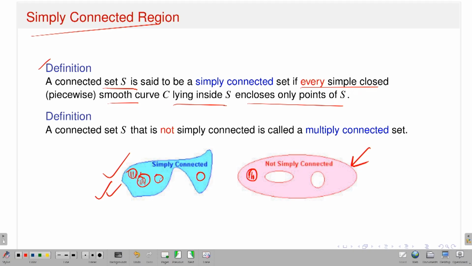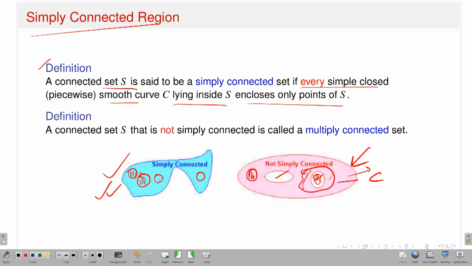Now you see, if I take this kind of curve, a simple closed smooth curve, this is my C, lying inside my S. Now you see what region the curve C encloses. This is the region, it's okay. At the same time this portion is also there. This portion is not an element of S, because there is a hole. So this portion is actually outside the set. Therefore even if I have a simple closed smooth curve sitting inside my connected set S, it encloses not only points of S but also some points which are not in S.